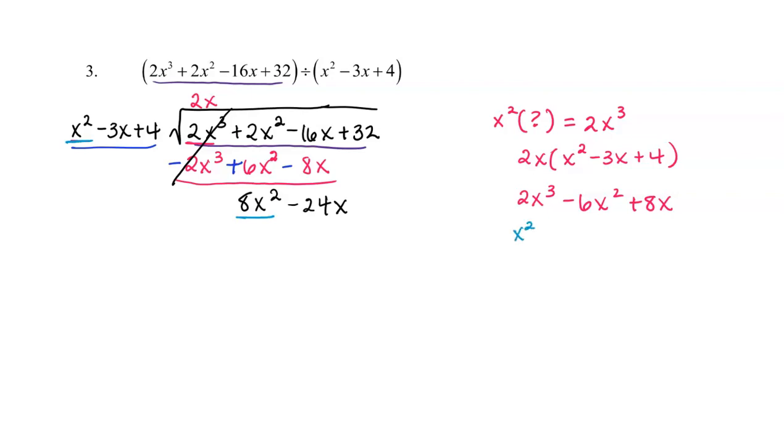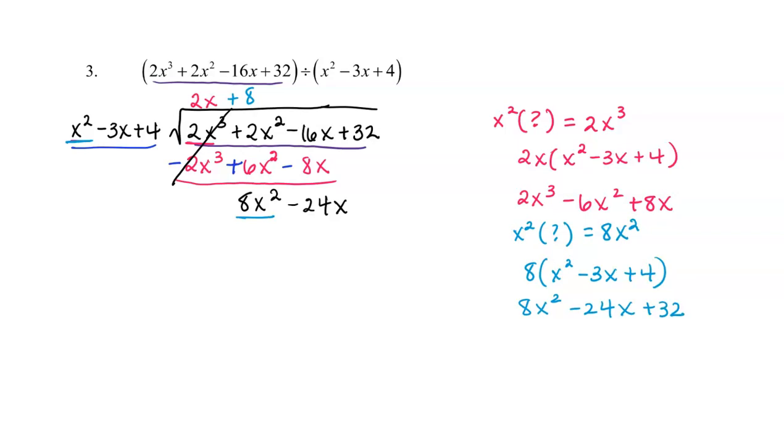We're now asking ourselves, what does x squared have to be multiplied by in order to get 8x squared? And the answer is 8. So we will add 8 on top in our quotient, and then we will take that 8 and multiply it by our divisor. Distributing that 8 to all three terms in the divisor gives us 8x squared minus 24x plus 32.